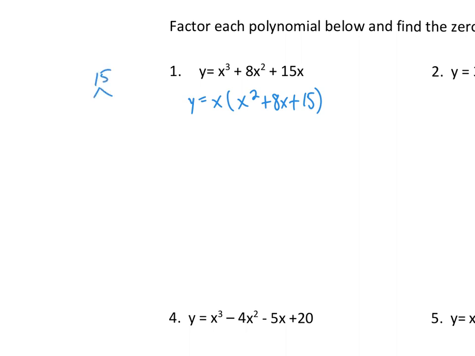So I look at the factors of 15. There are 1 and 15 and 3 and 5, and I'm looking for factors that add up to 8. And that would be 3 and 5. So this becomes x, and then x plus 3, x plus 5. So the instructions say factor it, which we did, and then find the zeros.